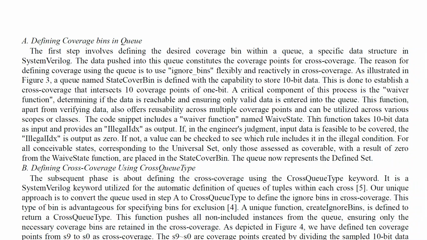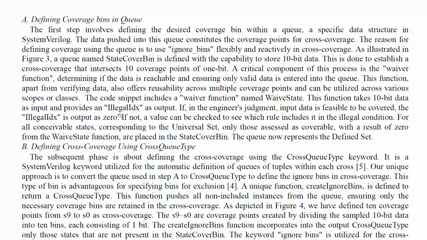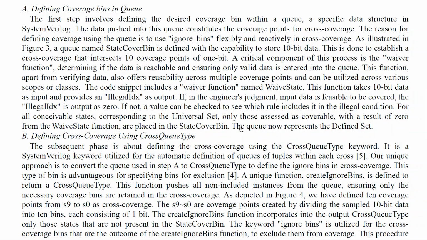The code snippet includes a waiver function named waiver state. This function takes 10-bit data as input and provides an illegal IDX as output. If, in the engineer's judgment, input data is feasible to be covered, the illegal IDX is output as 0. If not, a value can be checked to see which rule includes it in the illegal condition. For all conceivable states corresponding to the universal set, only those assessed as coverable, with the result of zero from the waiver function, are placed in the state cover bins. The queue now represents the defined set.